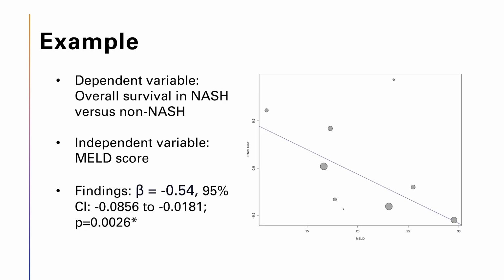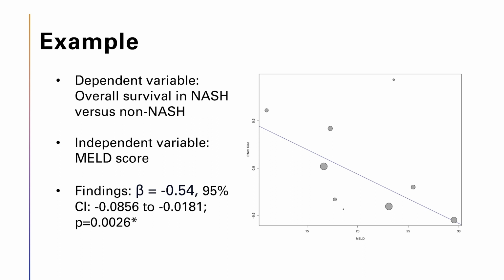Okay, so I think we have gone through a lot of concepts of statistical analysis in meta-analysis, and understanding this information can be overwhelming. So let us look at some examples to consolidate our knowledge. First of all, let's look at the first example. This example demonstrates meta-regression using MELD score on overall survival in NASH versus non-NASH patients.